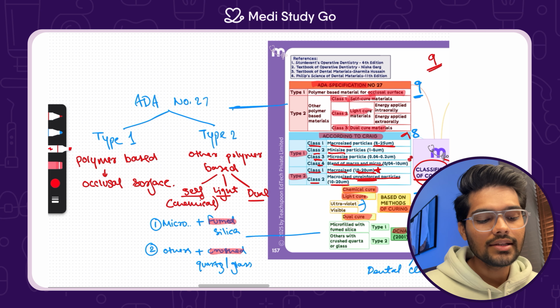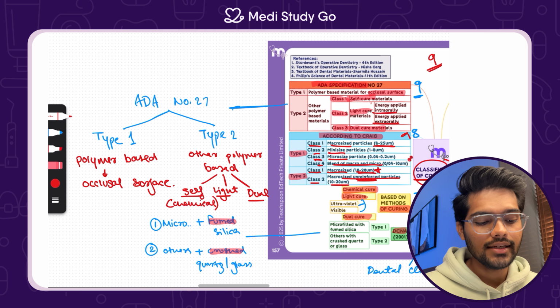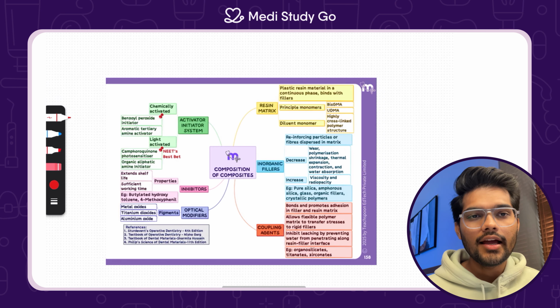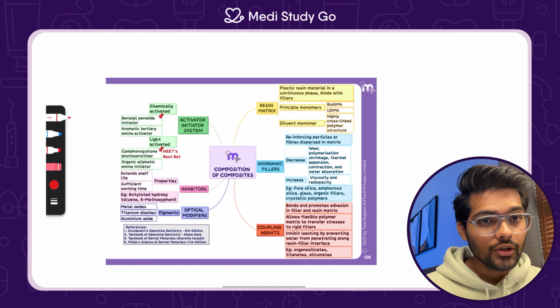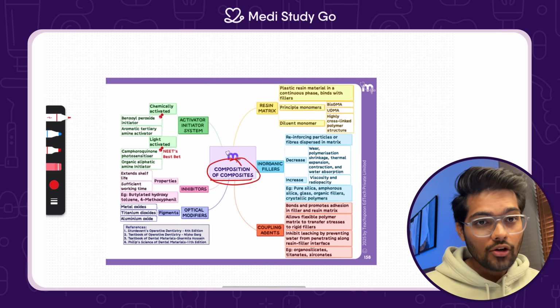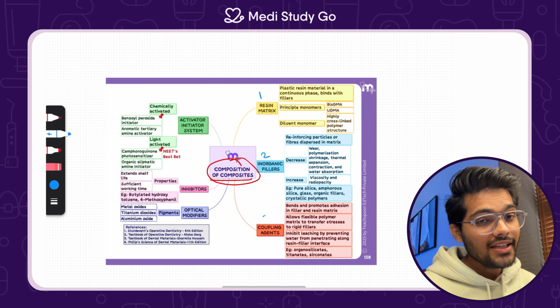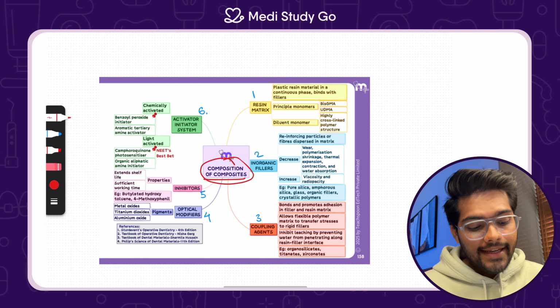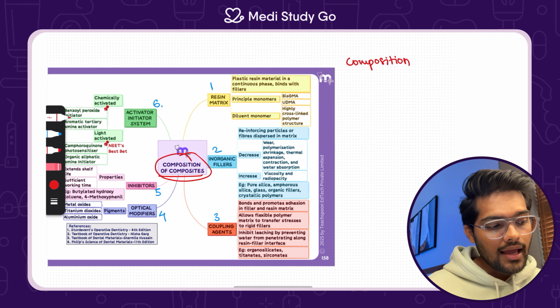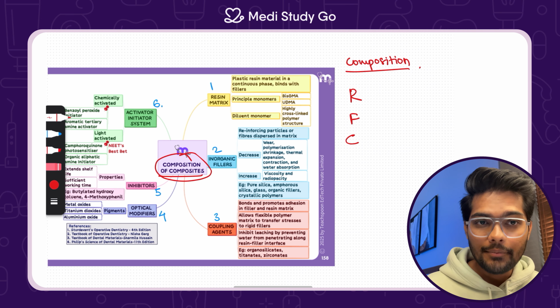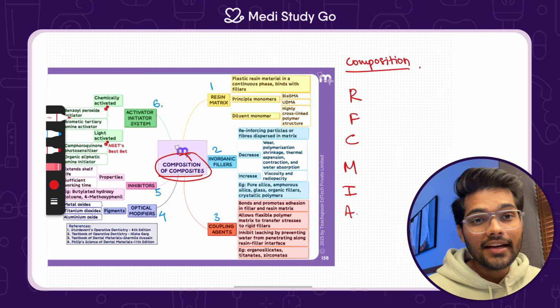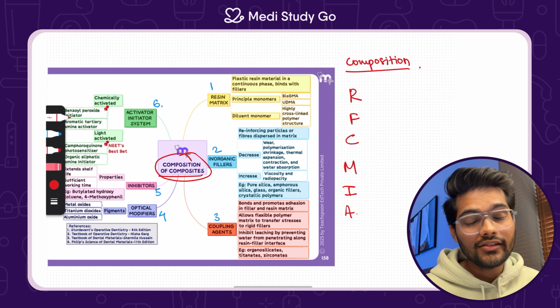Class 2 includes the light cure materials and class 3 includes the dual cure materials. And now coming to the second part of the video, that is composition of composites. So there are basically 6 components. They can be remembered by the short form RFCMIA. Again, you can go ahead, make your own acronyms, whatever helps you remember them.